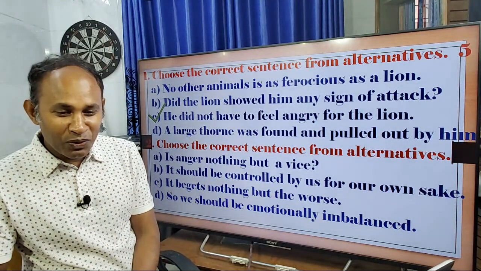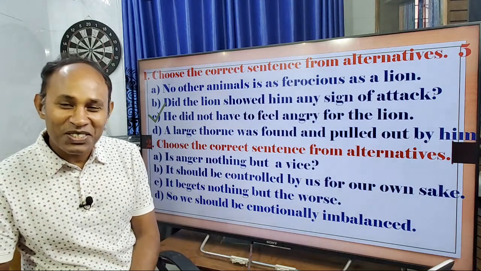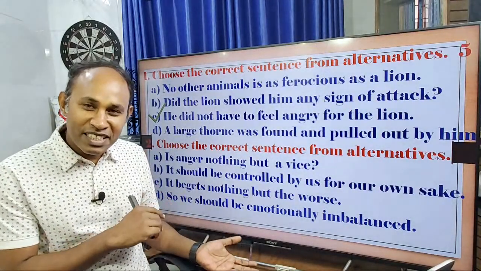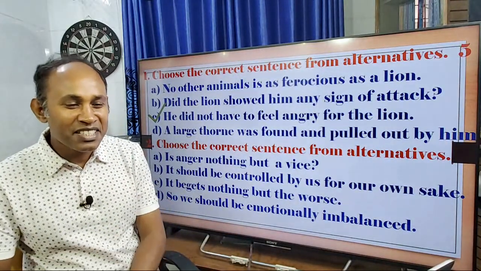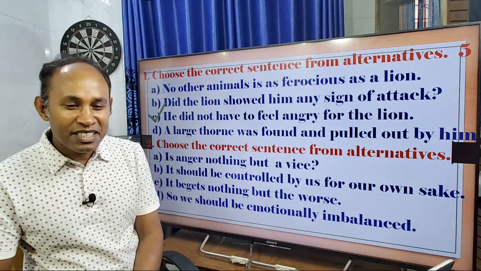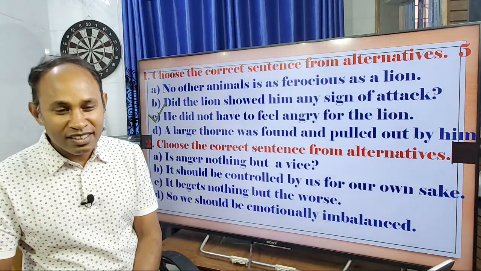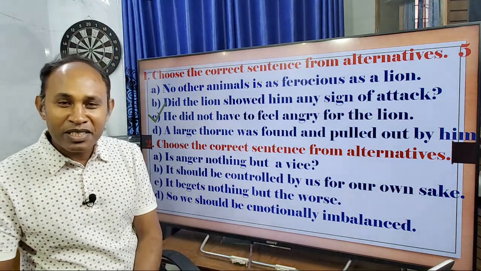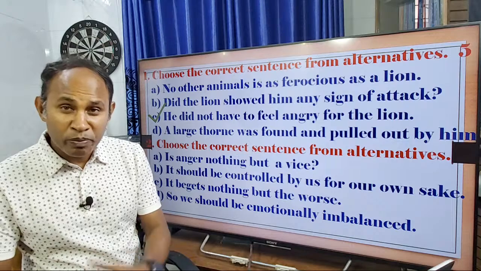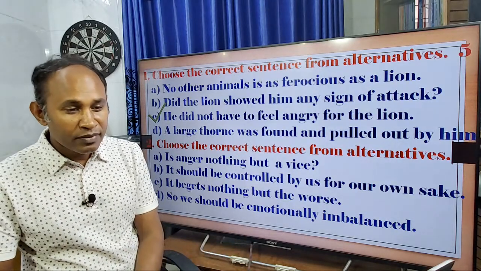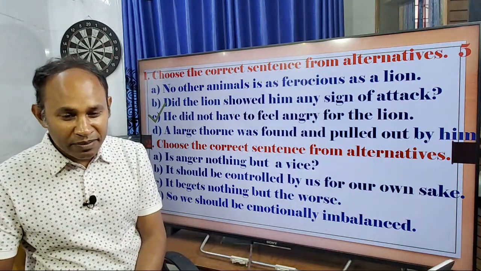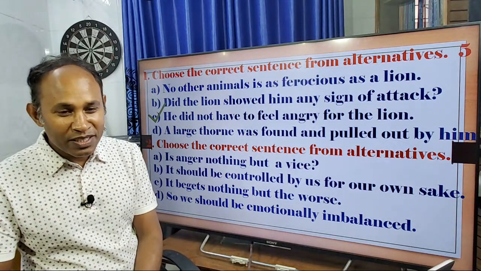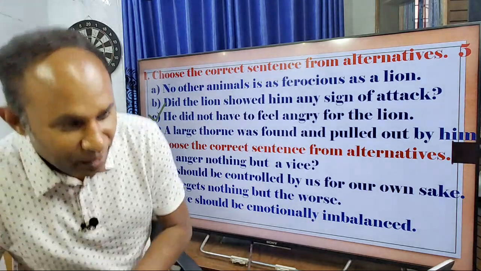Sir, I thought it was a print mistake. Actually, this is not the right thing, Akib, because there are four sentences and only one sentence is correct, but the other sentences are not right. So whatever the mistake is, either a printing mistake or a mistake in the use of punctuation and so on, a mistake is always a mistake. So please write down the answer. Number two.